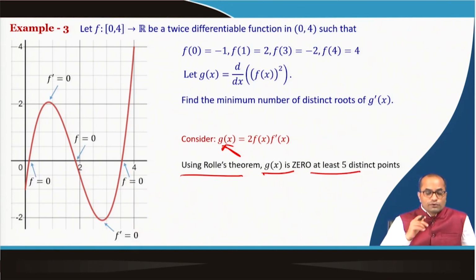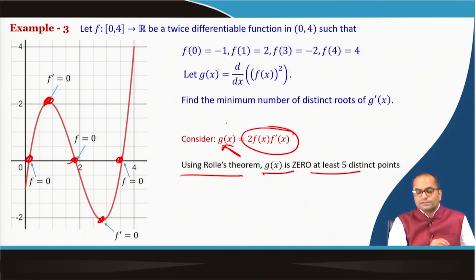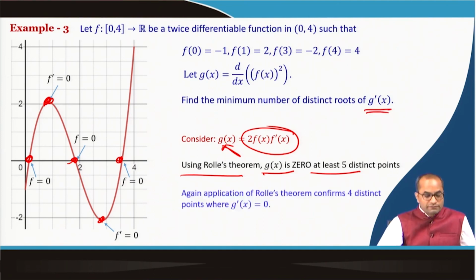5 distinct points. What are these 5 distinct points? This is one point, this is another point, then you have the third one, fourth one and fifth one. So at these 3 points the function is 0, and at these 2 points the derivative is 0, and g is the product of the function and its derivative. So the function g will vanish at all these 5 points, and now we are looking for where the derivative of g will vanish. So, the roots of the derivative.